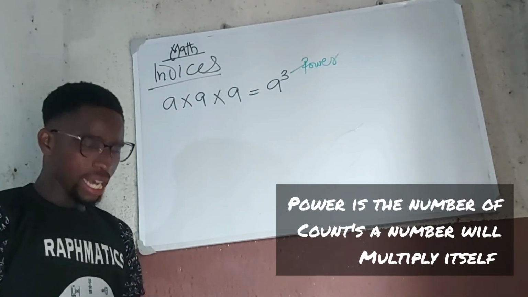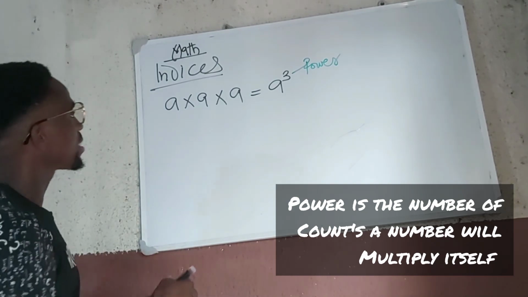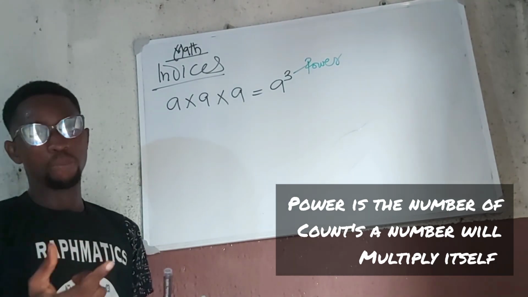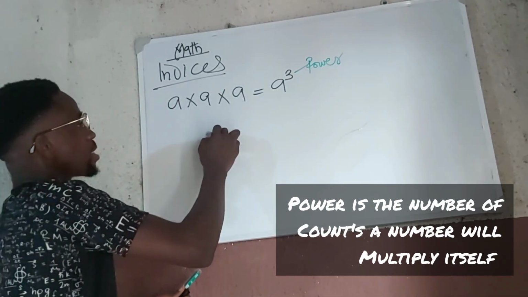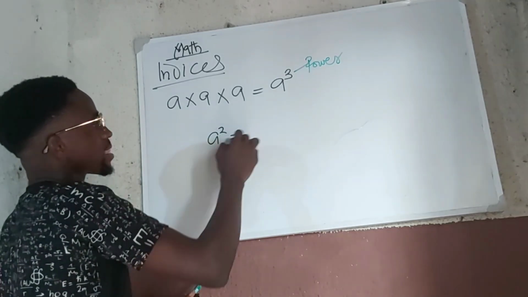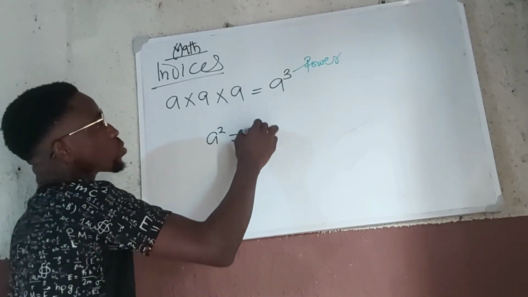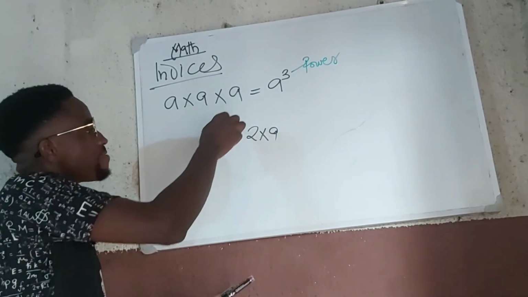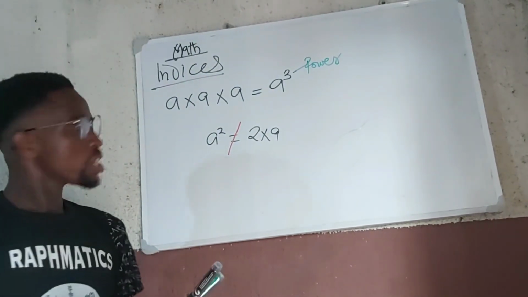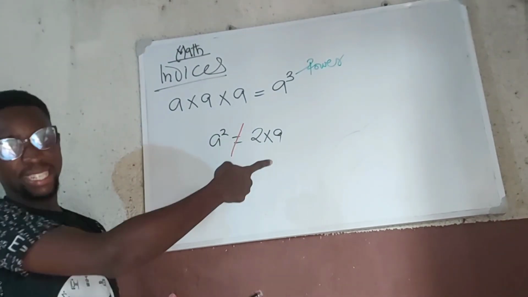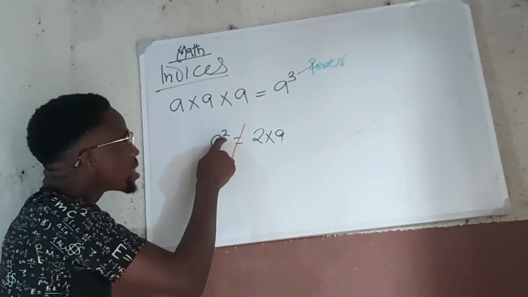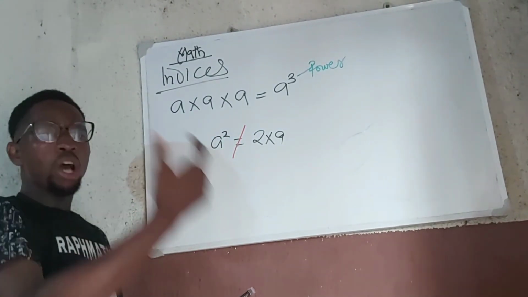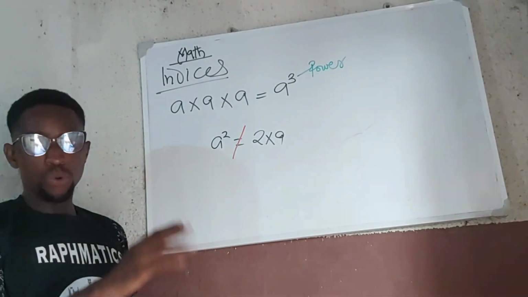Now, I want to correct an impression. Some people usually take powers to be multiples. Like if they have A squared, some people take it as 2 times A. But this is exactly wrong. It is a very wrong notation. A squared is not 2 times A. This 2 here is a count. It is the number of times A will multiply itself. We take note of that.